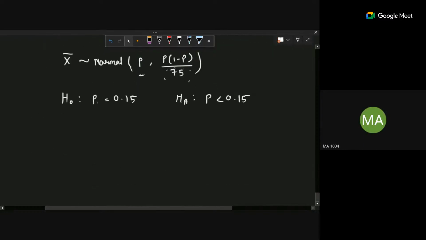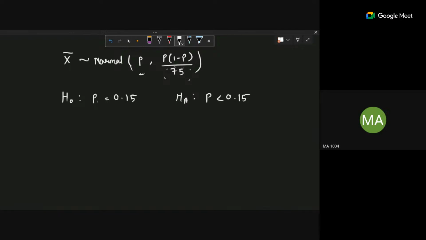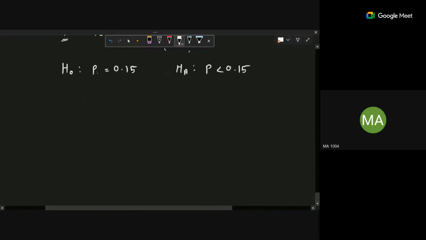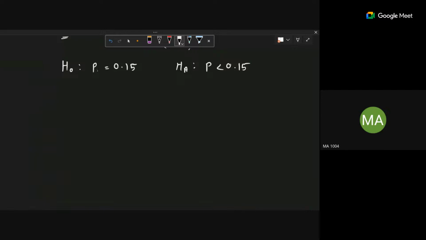See, you can take it any number, that's not a big deal. We are checking whether the hypothesis, that the probability of failing to detect the disease is 0.15, holds or not, right? For that, we started our hypothesis like this. Once you decide the hypothesis, then we decide what? Our test statistic, right?